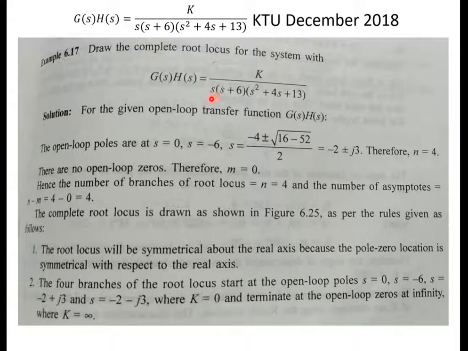So the open loop poles, there are 4 poles, because here s is equal to 0 is a pole, s is equal to minus 6 is another pole, and the solution of s square plus 4s plus 13 will give you 2 poles, because it is a second order polynomial. So that you will find as s is equal to minus 4 plus or minus root of b square, that is 4 square minus 4ac, 4 into 13, that is 52, divided by 2. So that will end up with minus 2 plus or minus j3. Therefore, n is equal to 4.